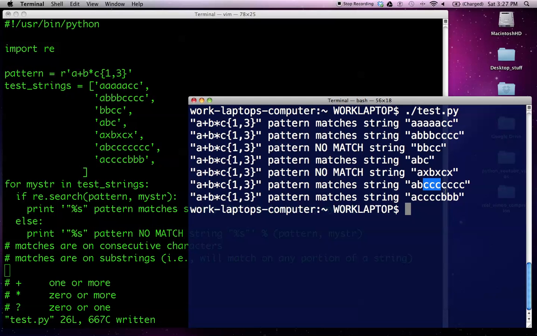Last one, A followed by some C's, followed by some B's. This was meant to trip you up into thinking, oh, wait, the B's are in the wrong place, so this doesn't match. Well, it does match, and the reason it does is we have 1 or more A's followed by 0 or more B's, of which we found 0, followed by between 1 and 3 C's. So it actually will match on this. Since we didn't anchor it, it doesn't care what else is in the string. It's designed not to care.